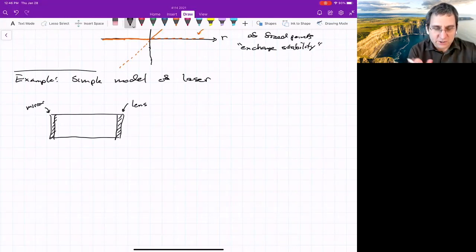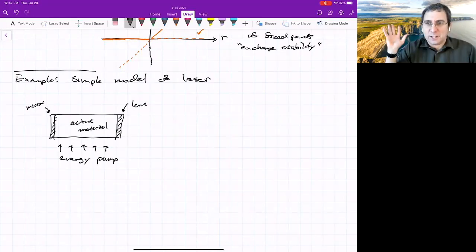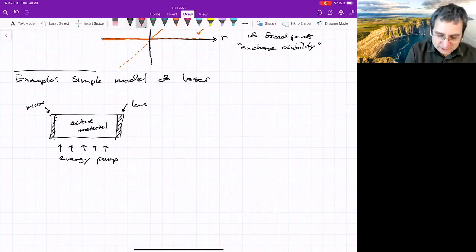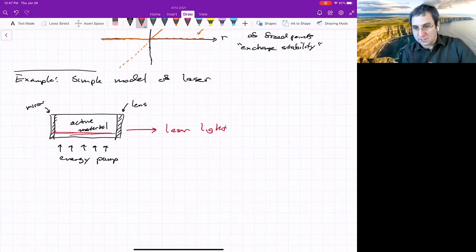You pump in energy. This is an active material in here, meaning if you give it energy, something will happen, stuff will light up. And out of this will come laser light. Things actually bounce around in there, and then you get laser light. And the nice thing about lasers is the beam isn't spreading out as much as most light.